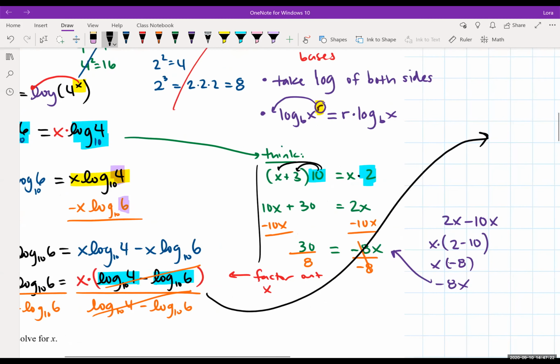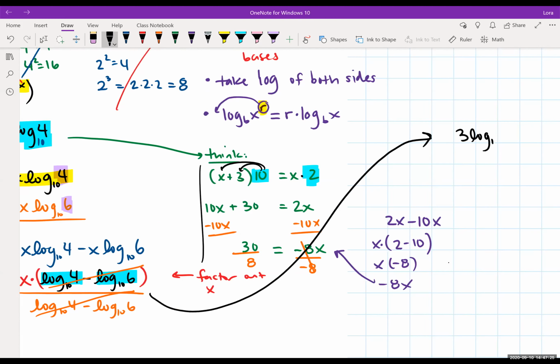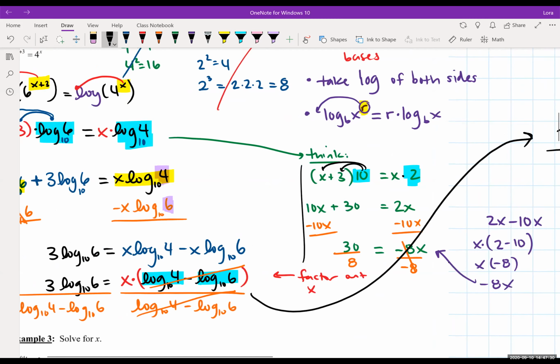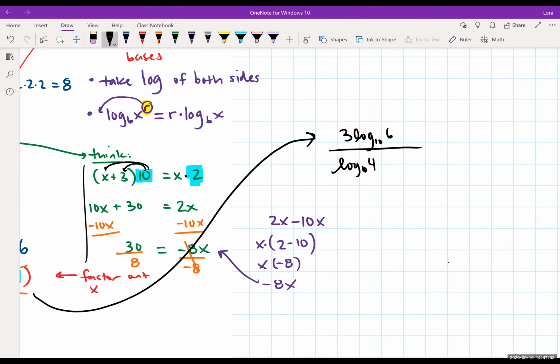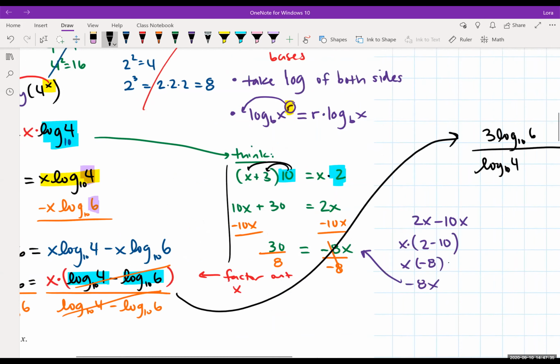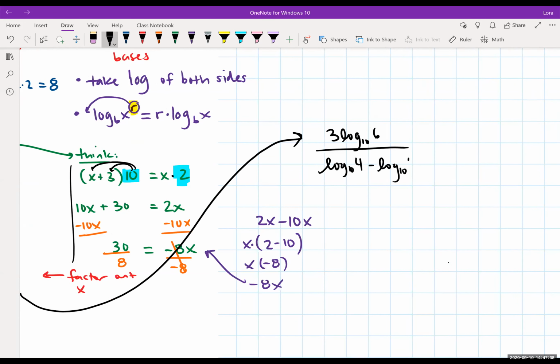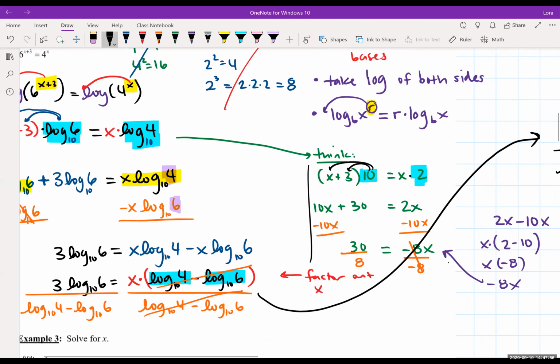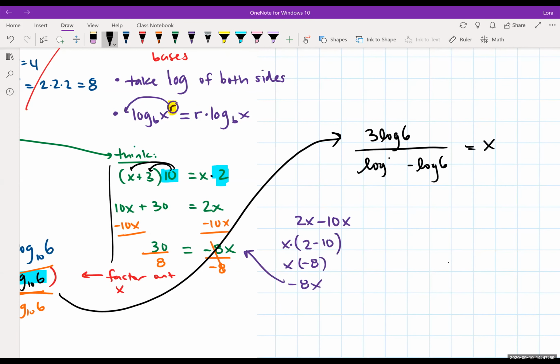So I have 3 log base 10 of 6 divided by log base 10 of 4 minus, and I'm going to double check, there it is, log base 10 of 6. And that's equal to my x. Now, I've been kind of paranoid keeping the bases, but I know when it's a common log, I don't really need to have that. So I could write them even closer. We want to rewrite what I had, 6 and 4. Okay, there we go. 6, 6, and 4.